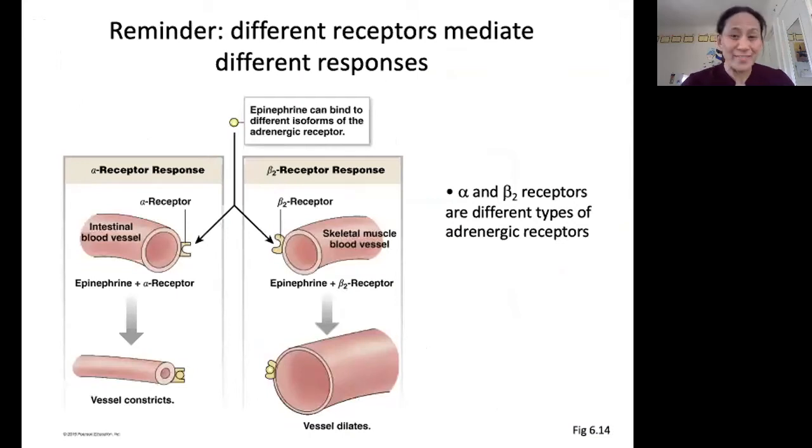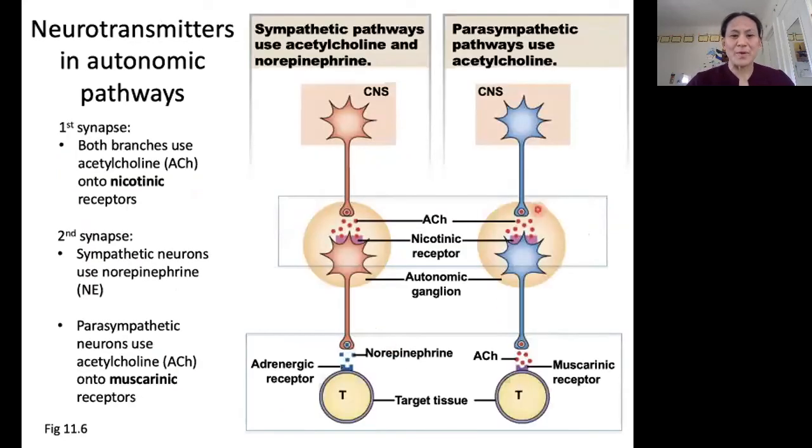Just to emphasize this point yet again, when we have the same neurotransmitter, the same molecule, binding to different receptors, we get different responses. In this example, we have epinephrine, which is like a neurohormone, binding to two different receptors on its targets, alpha and beta 2, and leading to different responses. We're going to get that same thing happening here. Acetylcholine on a nicotinic receptor is going to lead to one response. Acetylcholine on a muscarinic receptor is going to lead to a different type of response.